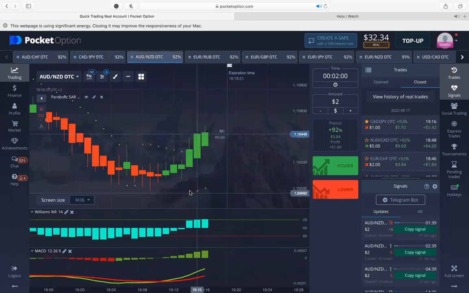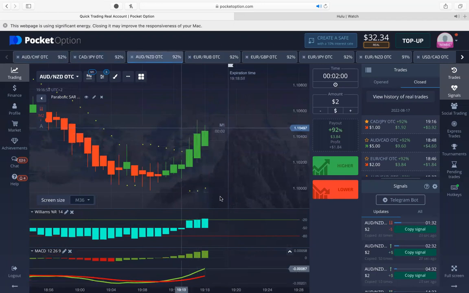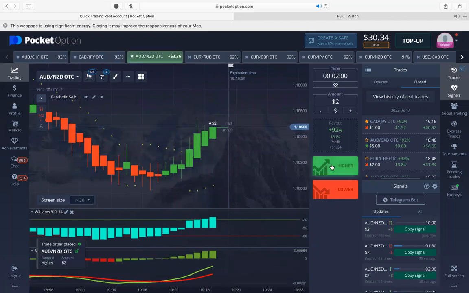Okay, so here we have a PSAR flip, which is an indication of a buy. These are over. This is up. The green line is up. So I'm just going to take a $2 buy.